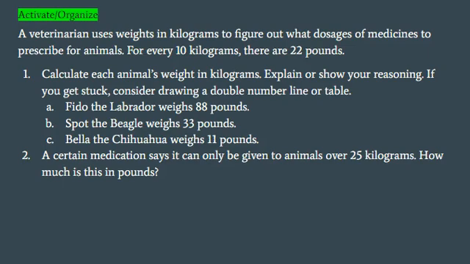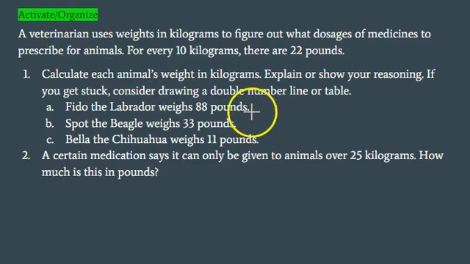Well, a veterinarian uses weights in kilograms to figure out what dosages of medicine to prescribe for animals. For every 10 kilograms, there's 22 pounds. So calculate each animal's weight in kilograms, and you can use a double number line, you can use a table, you could draw pictures if you need, whatever it takes for you to get it figured out. Okay.